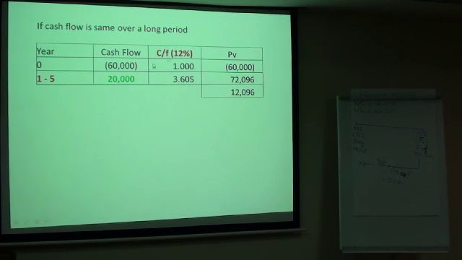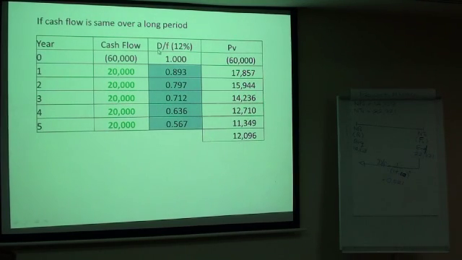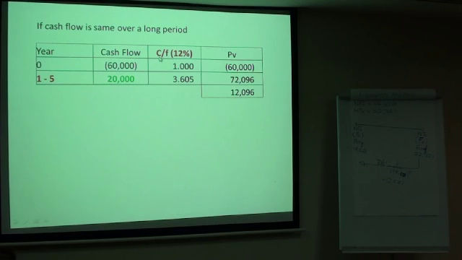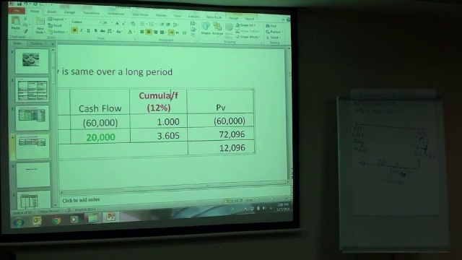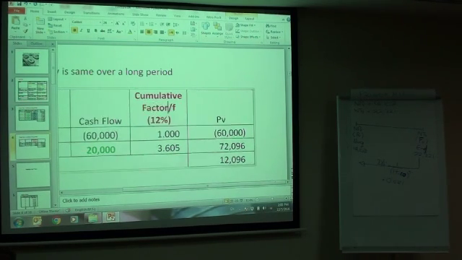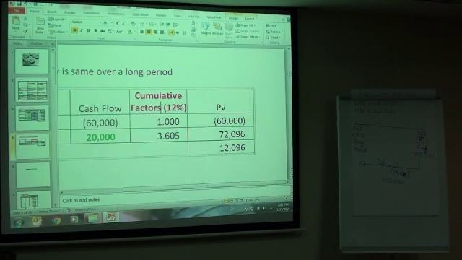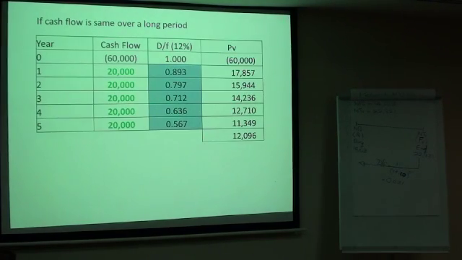A few things change. Instead of using discounting factors, now we are using accumulated discounting factors, the added up discounting factors. So we call it by a different name, cumulative factors. Why do we call it cumulative factors? Because it's the added discounting factors. All discounting factors added up, we call cumulative.